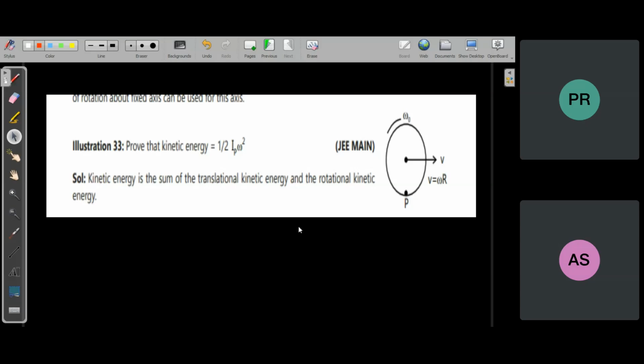Kinetic energy is half I_P omega square, where I_P is the moment of inertia about the point.